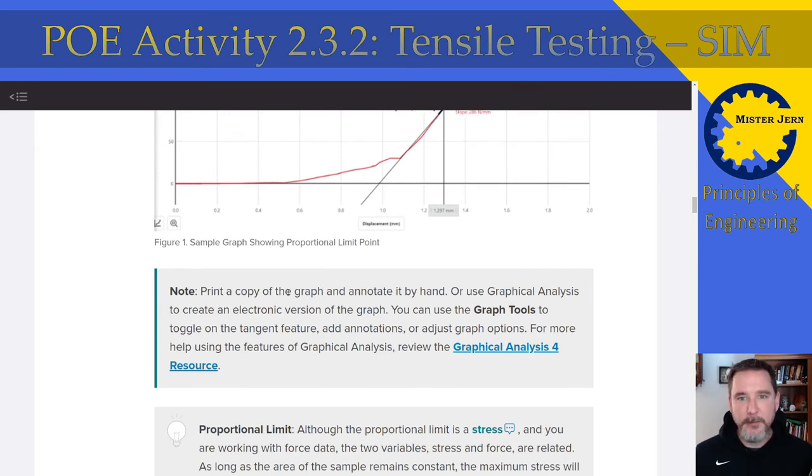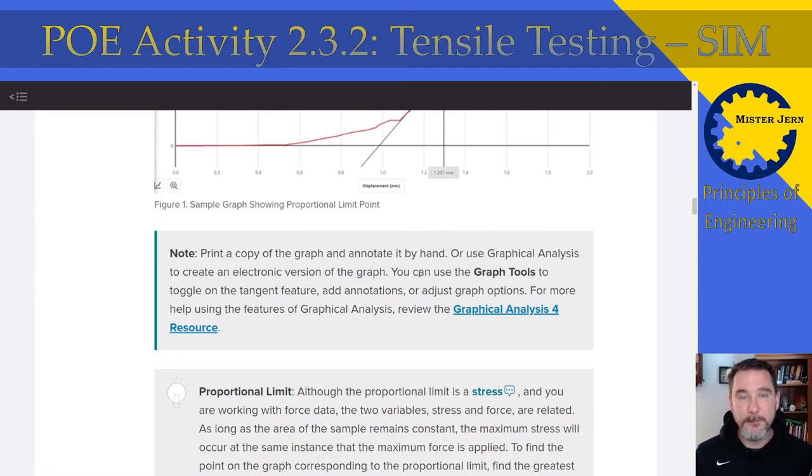One option you have is to actually print a copy of the graph and annotate it by hand. That's the default option. If you don't have access to a printer, you can just create an electronic version of the graph. You already have it. You just might have to take a picture of it when you're done, a screenshot. If you don't know how to do that, just let me know. One of your last options, if there are absolutely no other options, is to try to redraw it by hand and get it into your engineering notebook. Ideally, you'd like to print a copy out, cut it out, and then tape or paste it into your engineering notebook.